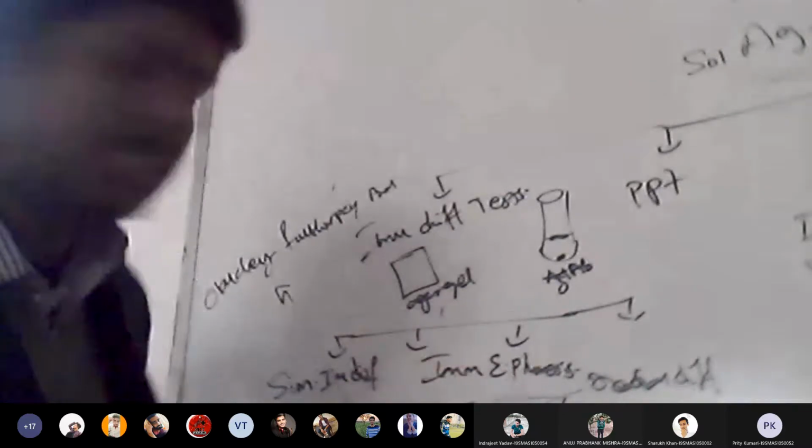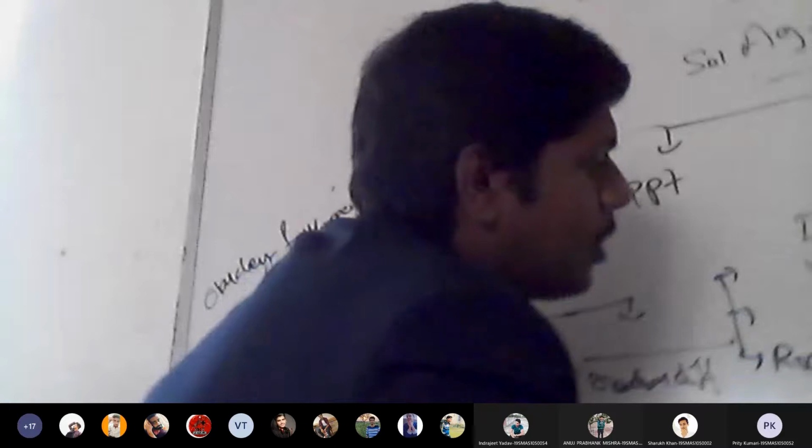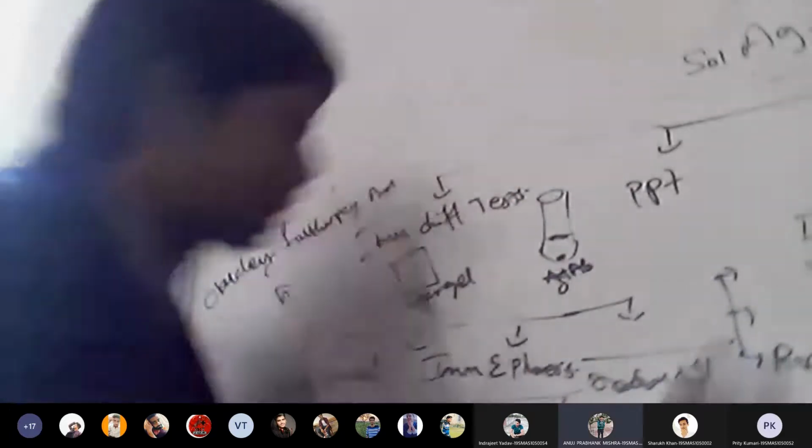And immunoelectrophoresis is of three types. Can anyone say the three types of immunoelectrophoresis tests? Rocket immunoelectrophoresis. Very good. Counter immunoelectrophoresis.